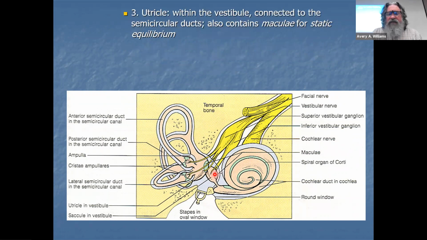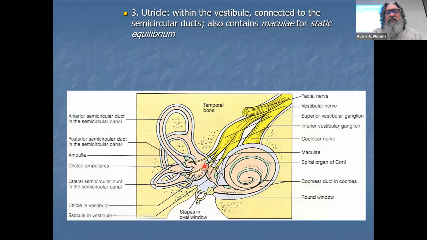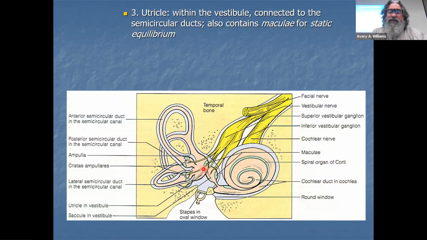You have a saccule, and then there's a utricle. It does the same thing. It's just connected to the base of the semicircular ducts this time. But right here has a macula associated with it. It's still within the vestibule, connected to the semicircular ducts, maculae for static equilibrium. So really the utricle and saccule in the vestibule are for static equilibrium.